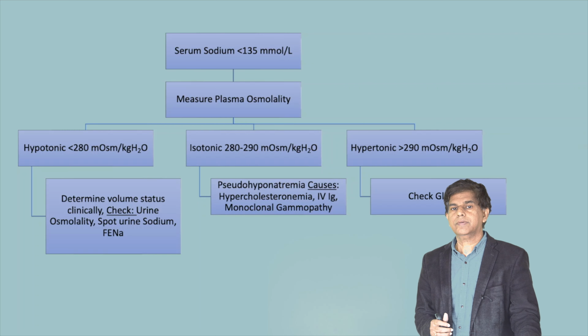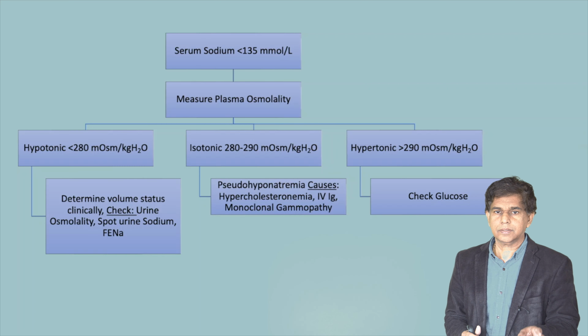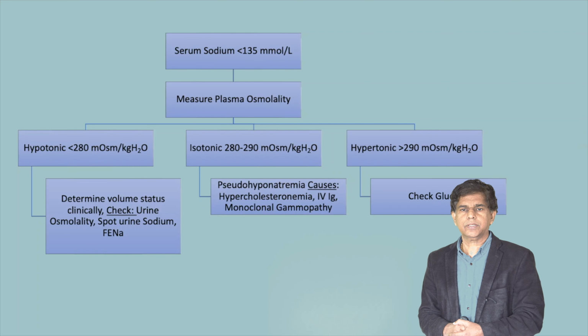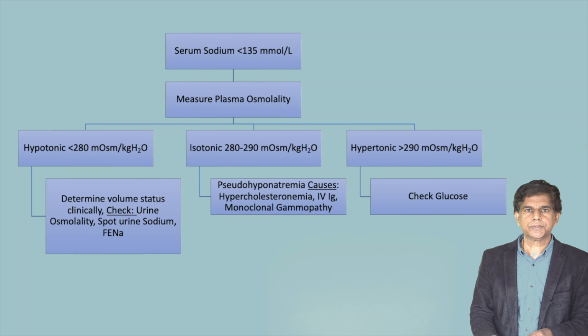So the lab measured it as really low, which was an error. The patient ended up having hypertonic saline and had a bad outcome. I think the patient expired in that case. So it's very important to remember all of that. Hypertonic, greater than 290, check glucose.